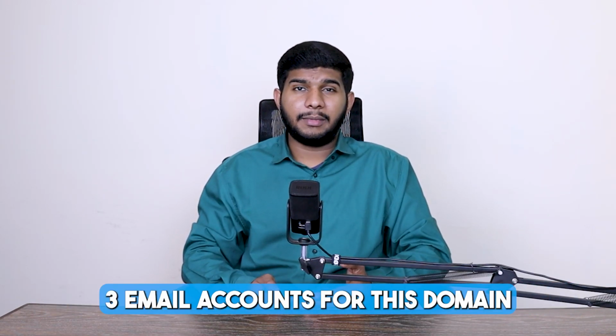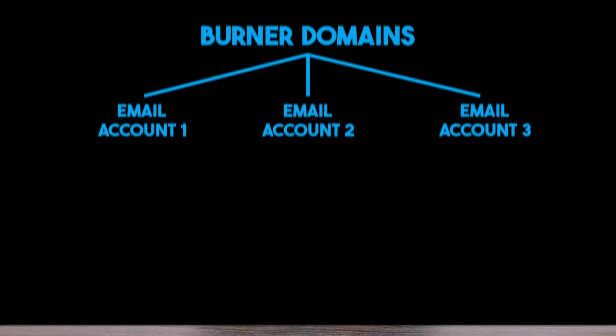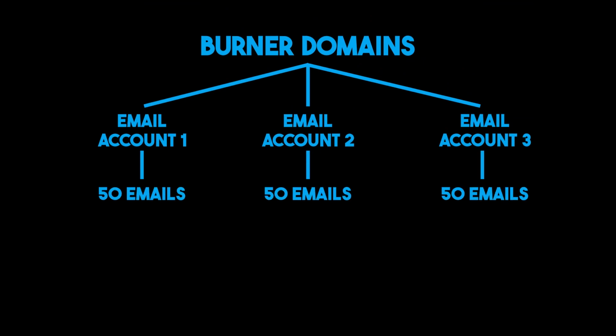Now, for each burner domain, buy a maximum of 3 emails. For example, if I bought growthwinner.co, I wouldn't set up more than 3 email accounts for this domain. It basically depends on the volume of the emails that you want to send. Calculate this based on the formula that is 50 emails per day for each email account. More details on it later in this video.